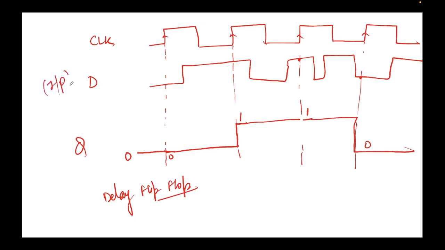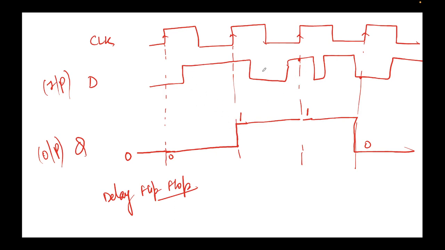This is the input. This is the output. The value of input is passed to the output with a certain delay. You can see the D became high over here, but the value got passed only after a certain delay, right? Hence, it is called a delay flip-flop.